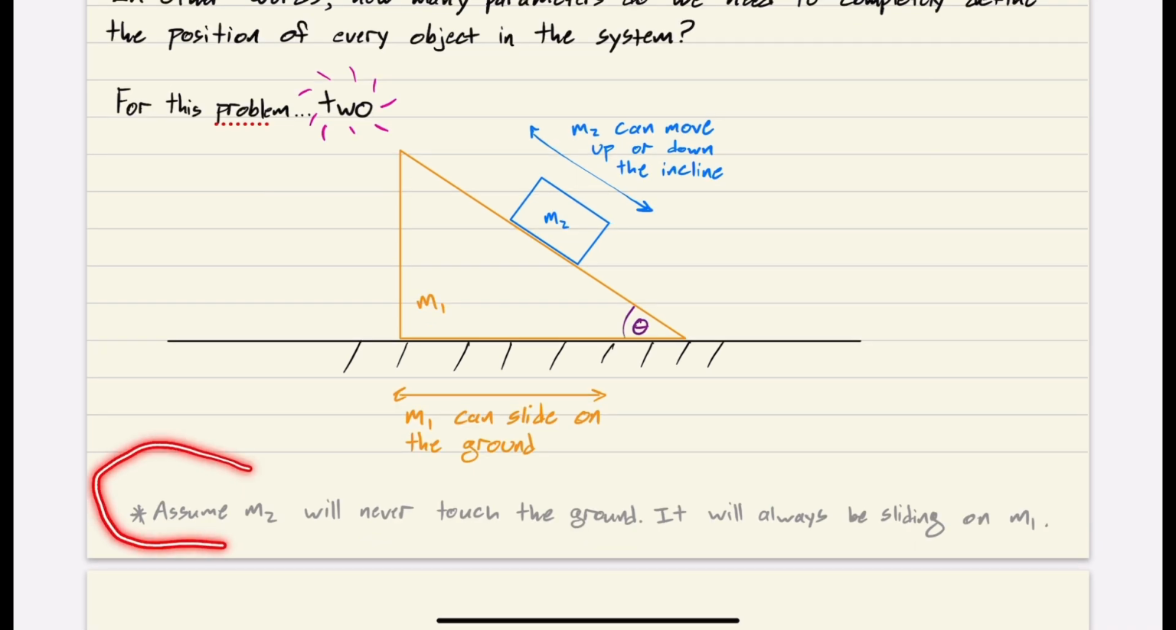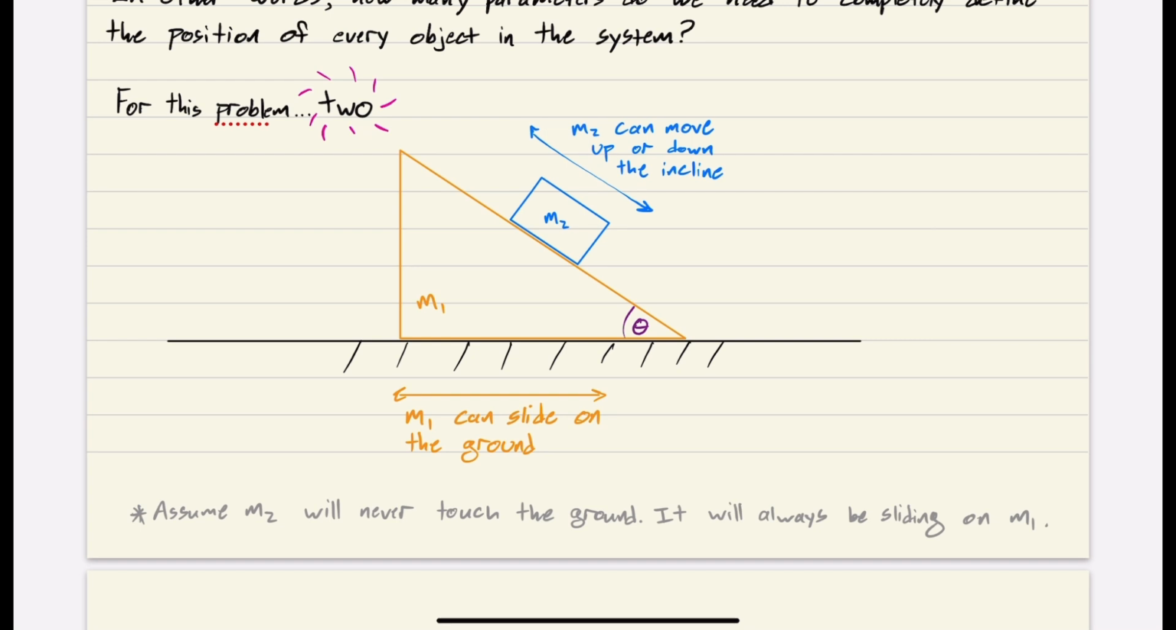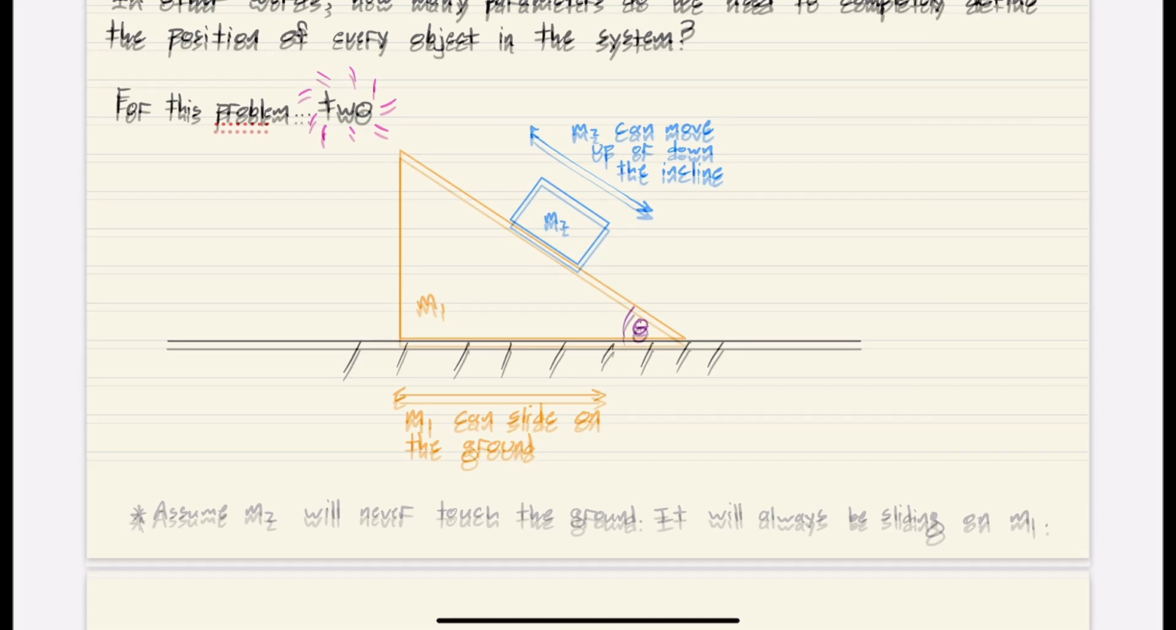And down here, I have this little note. Assume M2 will never touch the ground. It's always going to be sliding on M1. So our box is never going to contact the ground down here. Just assume it's always going to be sliding on M1.